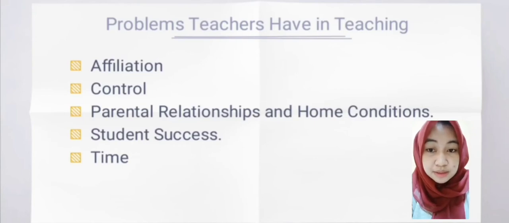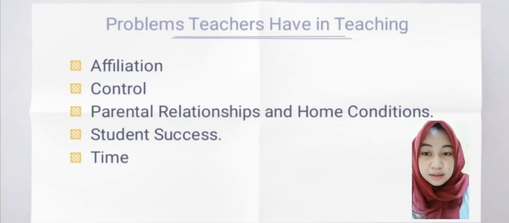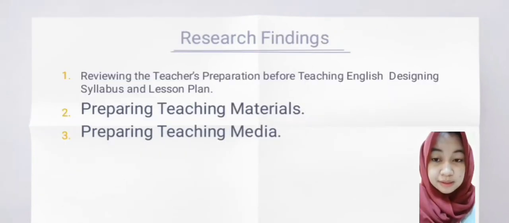Number four is student success. Student success is defined as the need teachers have to help students learn both academically and socially. Number five is time. Lack of time represents a serious problem for teachers. According to surveys, teachers often do not have sufficient time to prepare for class, complete the planned work, and diagnose and evaluate learning. Research findings.